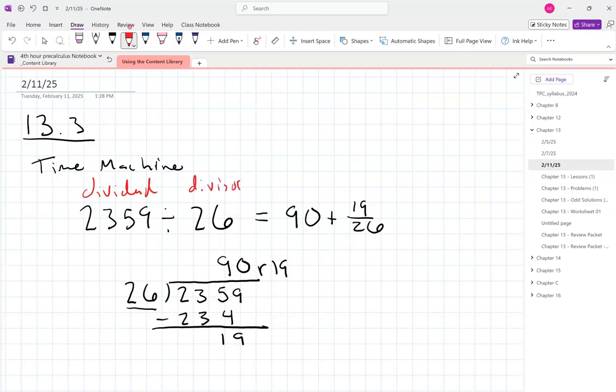So just a little bit of vocab for the parts of this problem. So the 2,359 is called the dividend. The 26 is the divisor. The answer to that is the quotient. The leftover part is the remainder, and we write that as a fraction over the divisor. So you could say that division problem is 90 and remainder 19, or you could say 90 and 19 26ths, if you want to write as a mixed number.